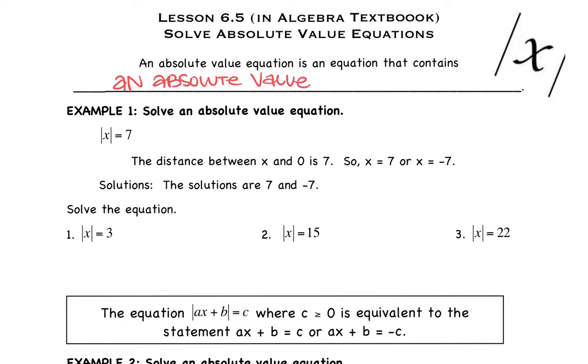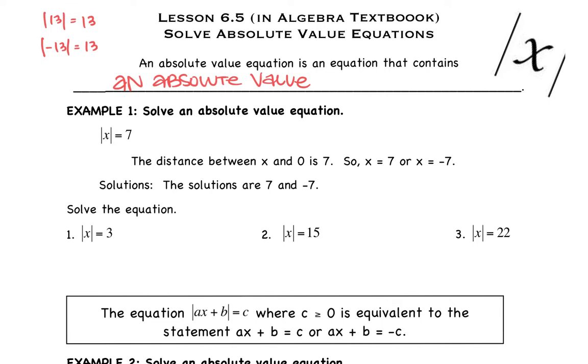So before we go any further, let's do a quick review of what absolute value is. Remember, absolute value is the distance that a number is from 0 on the number line. And distance is always positive, therefore absolute value is always positive. So if I asked for the absolute value of 13, that would be 13. If I asked for the absolute value of negative 13, that would also be positive 13, because both 13 and negative 13 are 13 spaces from 0 on the number line.